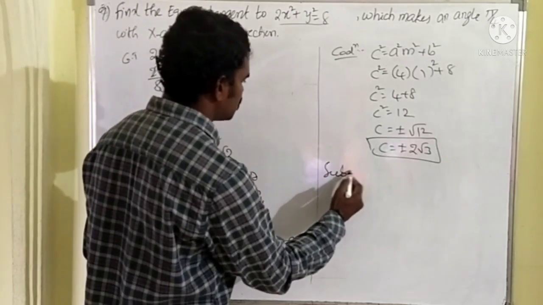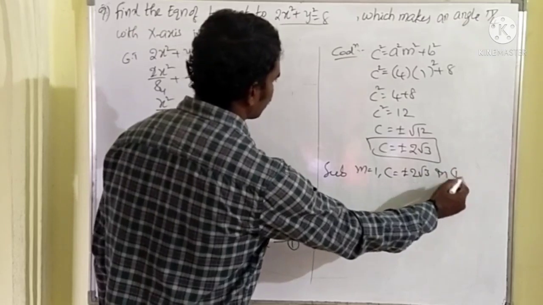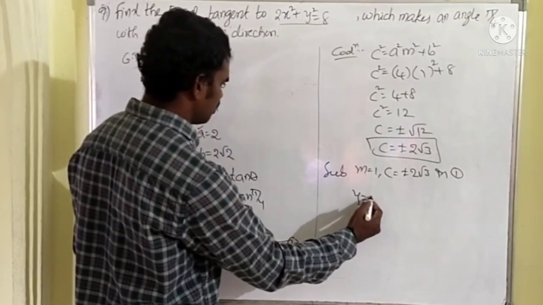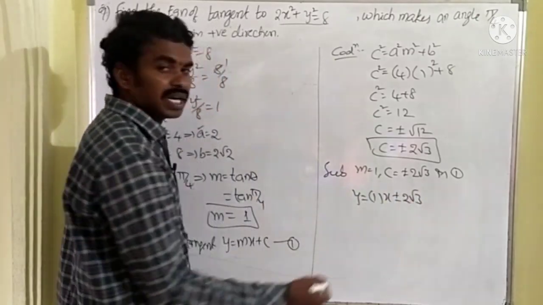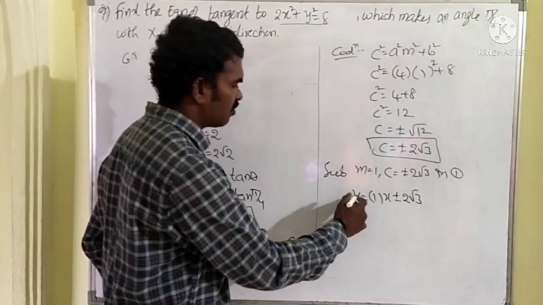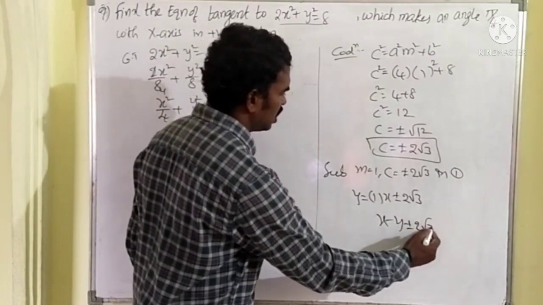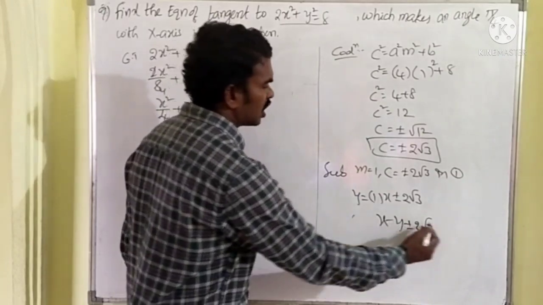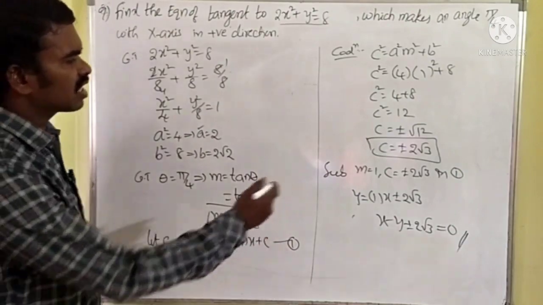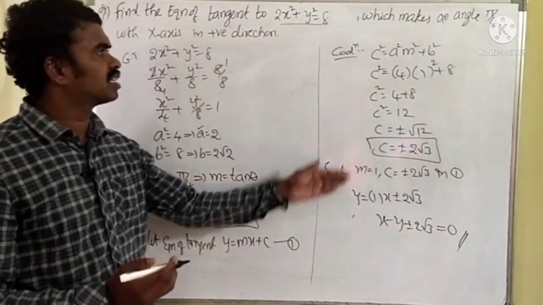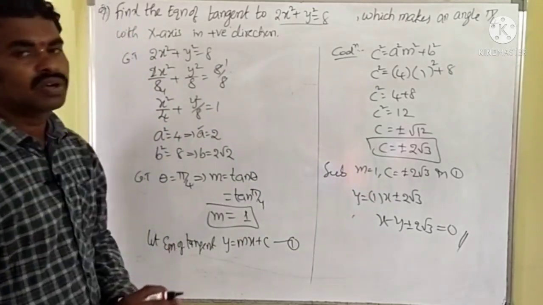So now substitute m equal to 1 and c equal to plus or minus 2 root 3 in equation 1. Then the equation of tangent becomes y equal to 1 into x plus or minus 2 root 3. I am rewriting it in straight line form: moving y to the right side, we get x minus y plus or minus 2 root 3 equal to 0. So this is the final answer, the required tangent equation. How can we say it is a tangent? Because we used the tangent condition, that's why it is the tangent equation. Yes. Shall we go to the next problem? Yeah.